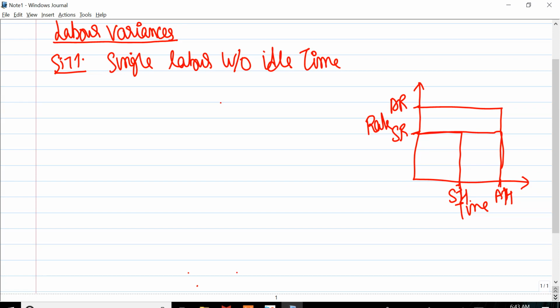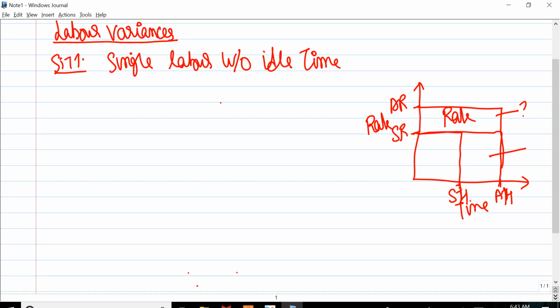There it used to be SP into SQ, SP into AQ, AP into AQ. In this problem, SR into SH, SR into AH, AR into AH. Any doubts in this? What was this part called in material? Price variance. Here it is called rate variance.